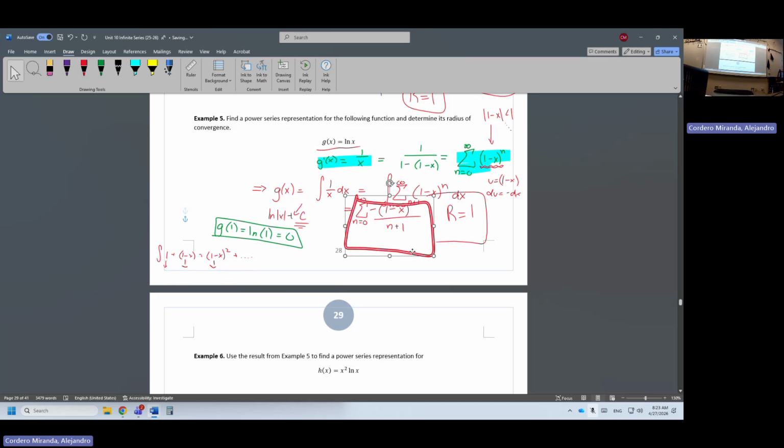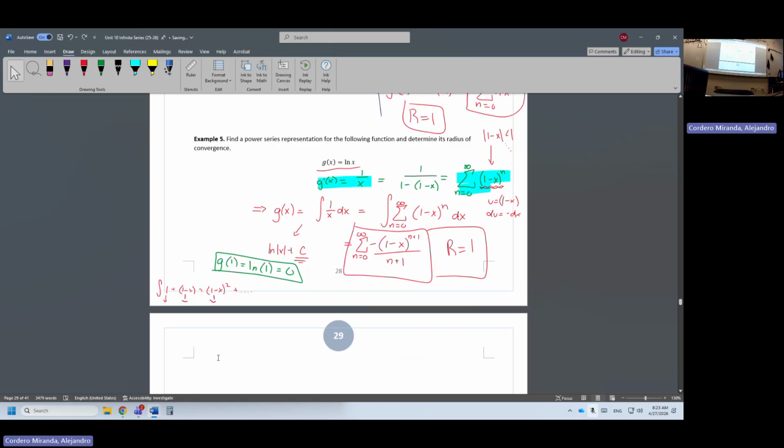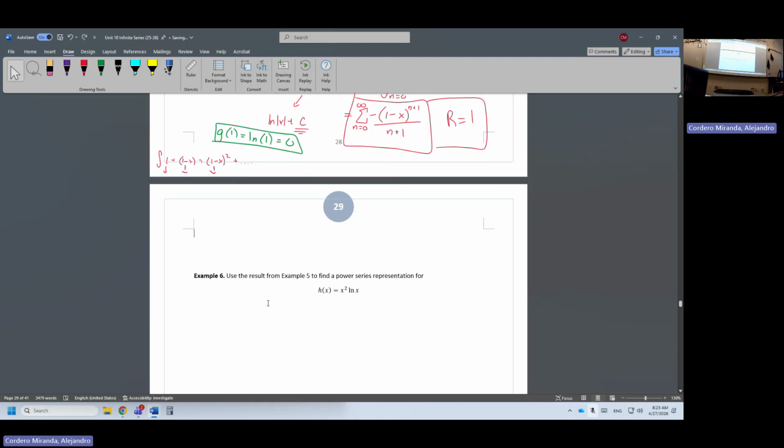Whoa, what the heck? Oh, that messed everything up. Okay. There. Okay. All I wanted to do was keep this red series up while we did this example.